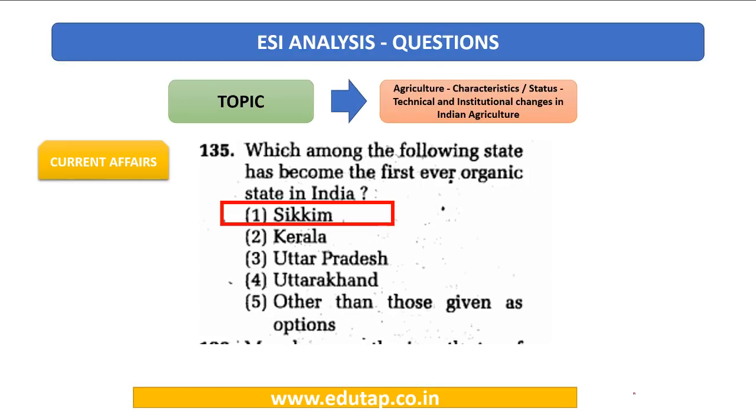Next question, which among the following state has become the first ever organic state in India? Now this answer is Sikkim. It can be linked to the topic of agriculture, characteristic status, technical and institutional changes in Indian agriculture. Now this is one of those topics that is present in the ESI syllabus of NABARD, but this is absent in RBI Grade B ESI syllabus. Now this particular question comes under the broader category of current affairs. Now friends, if you have a look at this question, you may also place this in the general awareness category. So as I told you, when you're preparing yourself for current affairs, simultaneously you can solve many questions coming in all the three sections, in fact, ESI, ARD and GA.